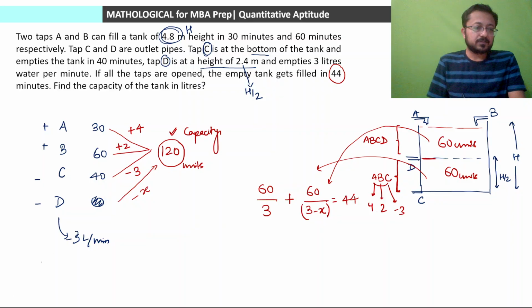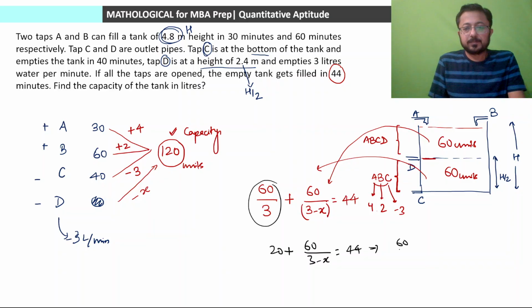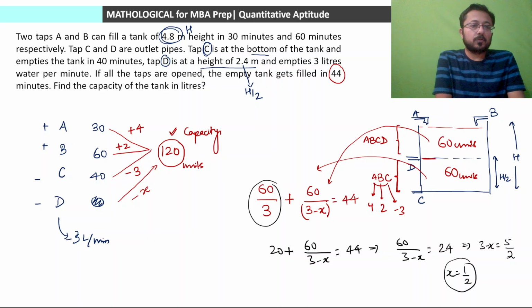Now solve कर लेते हैं इसको. 60/3 comes out to be 20. 20 + 60/(3 - x) is equal to 44, and hence 60/(3 - x) is equal to 24. So 3 - x becomes equal to 60/24, which is 5/2, and hence x comes out to be equal to 1/2. Efficiency of pipe D comes out to be 1/2.